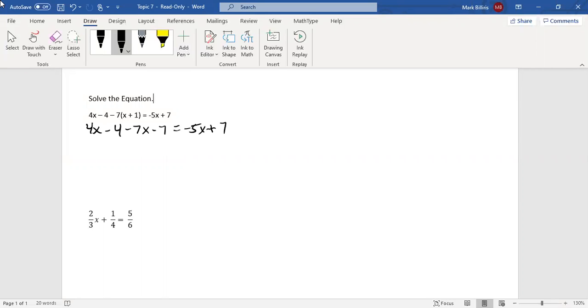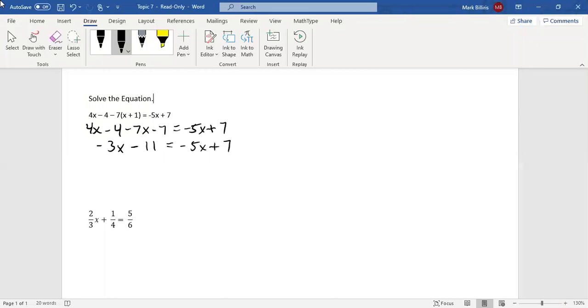Next, combine like terms on each side. We're going to start with 4x minus 7x, which is negative 3x. And negative 4 and negative 7 give us negative 11. On the right-hand side, there are no like terms to combine, so we'll just copy down the negative 5x plus 7.